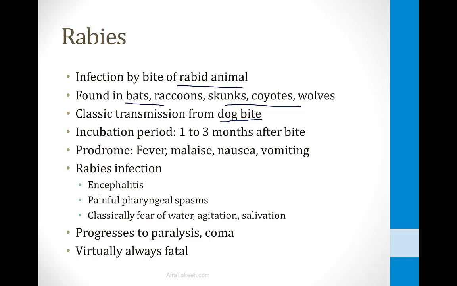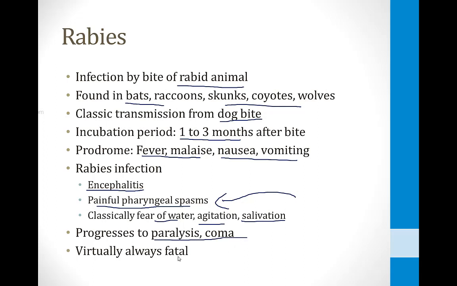of rabies infections. So after you get bitten by an infected animal, there's an incubation period of about 1 to 3 months. And then people develop a prodrome that's relatively nonspecific, like fever and malaise, sometimes nausea and vomiting. And then the classic rabies symptoms occur from infection of the central nervous system. So patients will develop encephalitis with confusion and delirium. They classically get painful spasms of their pharynx. This makes them afraid of water because of how much it hurts to swallow. They will also be agitated, and they will salivate frequently. And this is all from those pharyngeal spasms related to infection of the central nervous system. It then progresses to paralysis and coma, and it's a very serious infection.